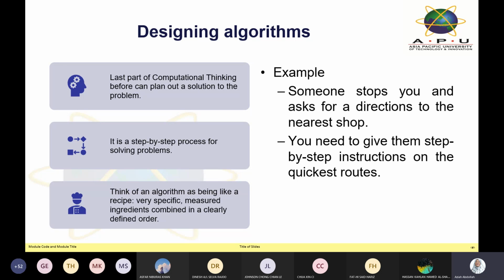You want to go to the shopping mall, but you don't know how to get there. Then you ask Google Maps or Waze. Then they will say, in 500 meters, turn left, 400 meters, turn right, and you have arrived at your destination. So, the details are what you write in the algorithm.